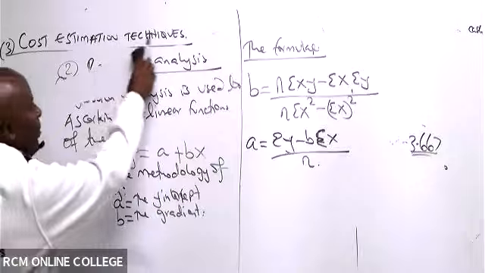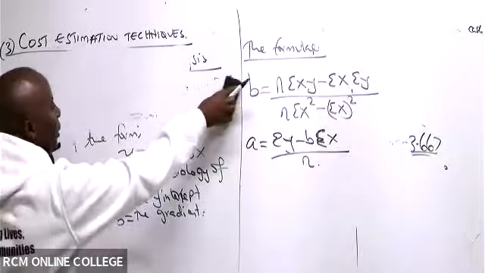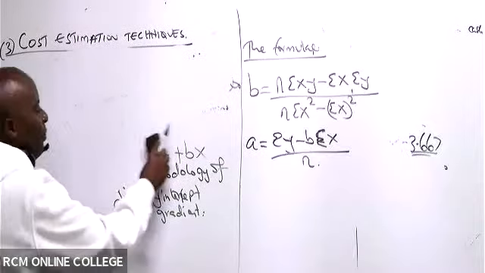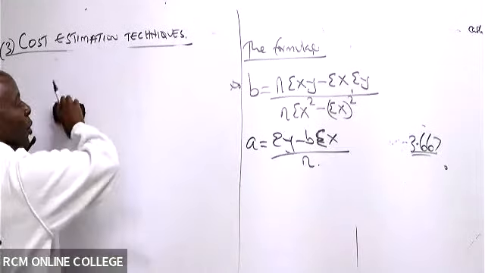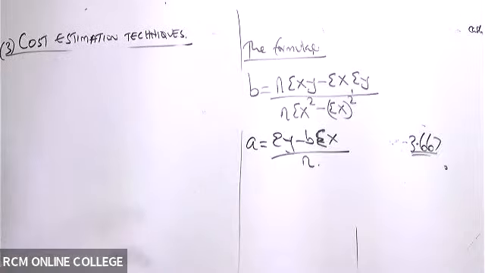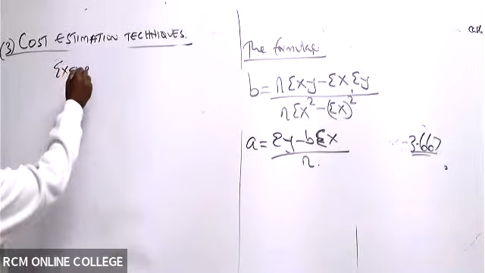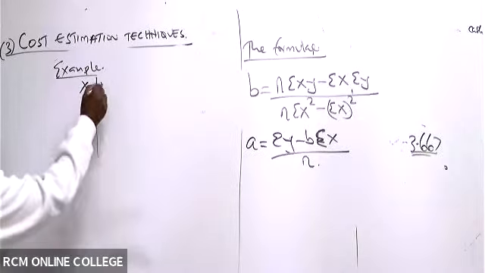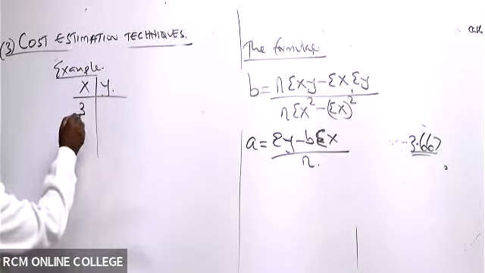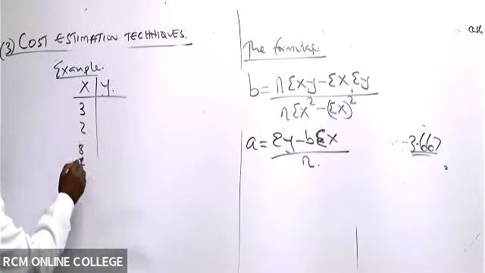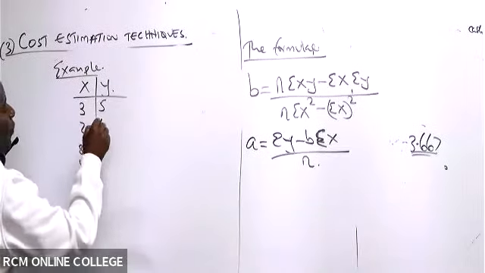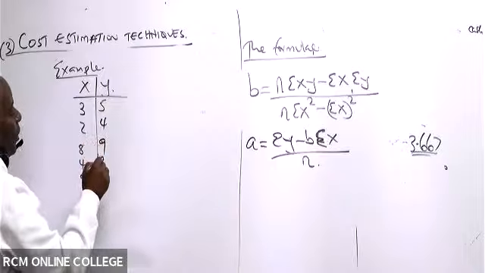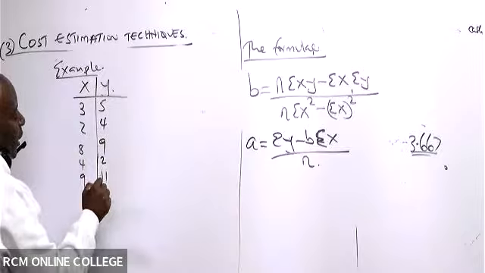Now, ladies and gentlemen, please listen to me very well. Then I will give you an example just to make sure that we are able to have this concretized in our memories, in our young memories. So if you're given an example like this, y, x and y. Given here 3, 2, 8, 4, whatever, 9. Maybe you're given here like 5, 4, 9, 2, and maybe in this case 11.